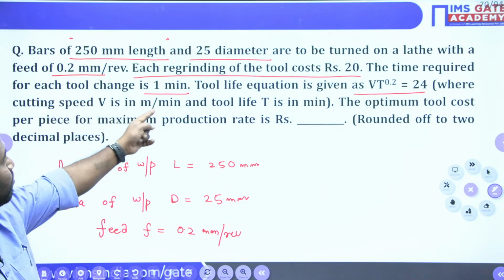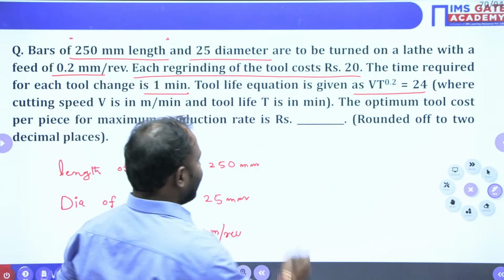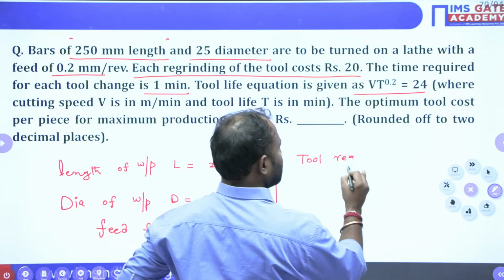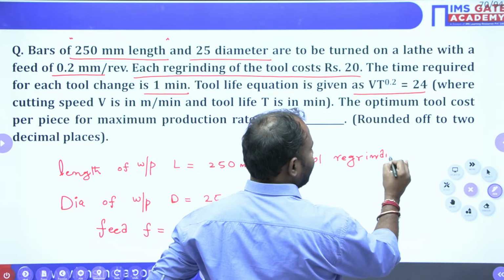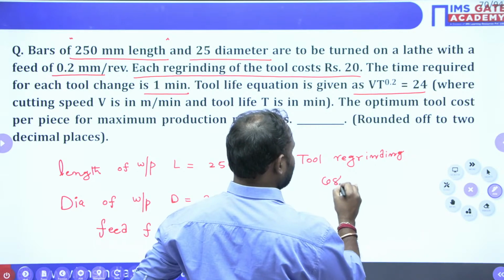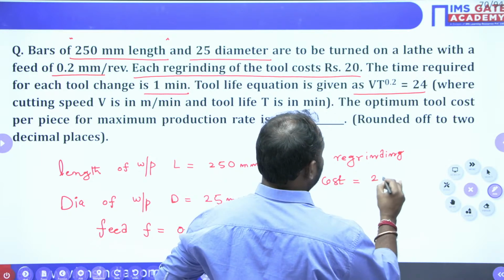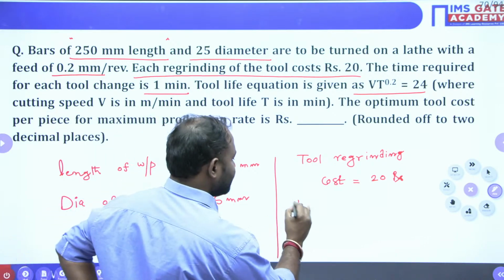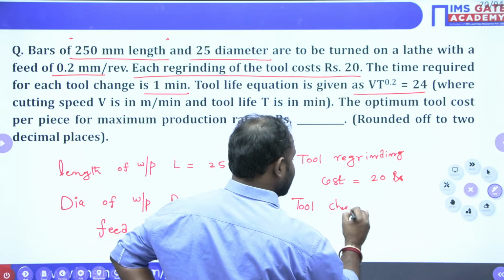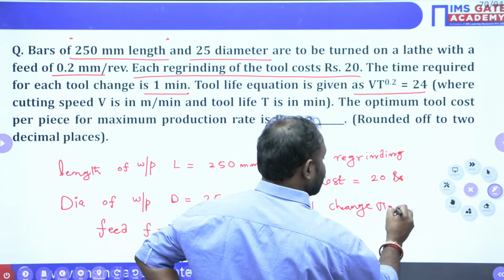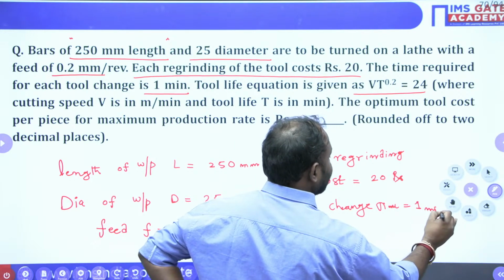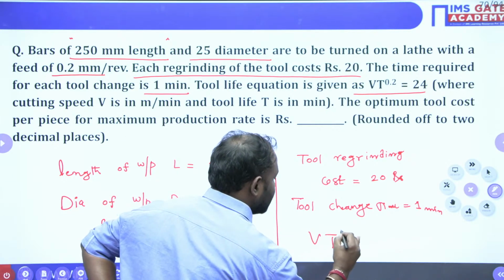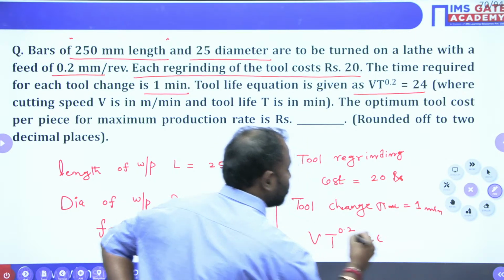Next, tool change time. Each tool regrinding cost is equal to 20 rupees. Okay, right. Now tool change time is equal to 1 minute. Next, V t^n equal to, V t^0.2 is equal to 24, is given.